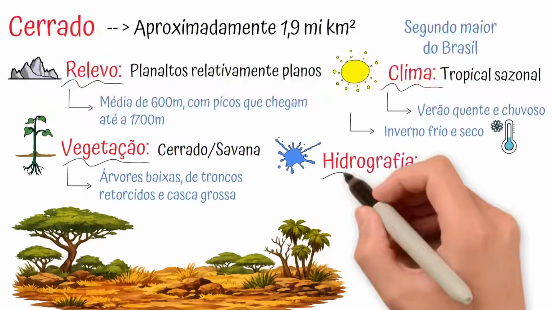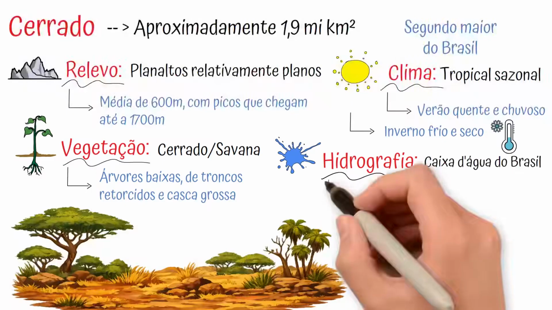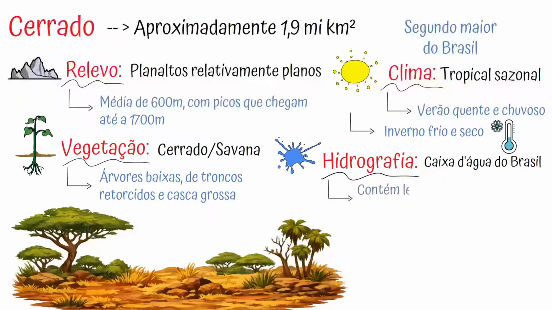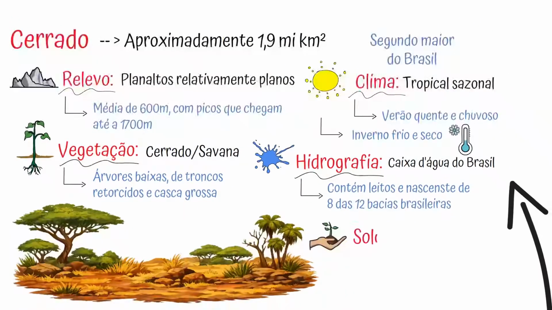The hydrography of this domain also has a very peculiar characteristic and nickname. It is called Brazil's water tower. That already suggests its importance, right? Because in this domain, there are riverbeds and springs of 8 of Brazil's 12 river basins, with emphasis on the São Francisco River Basin and the Tocantins Araucaria Basin.